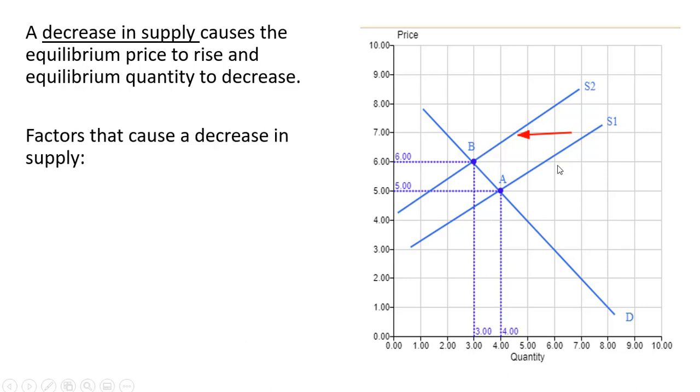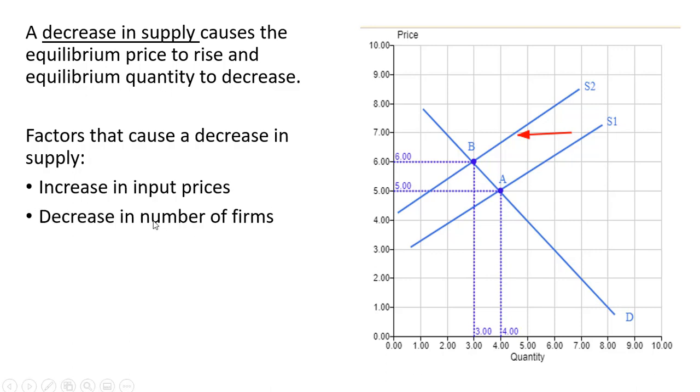Factors that could cause this supply curve shifting to the left include an increase in input prices, so it becomes more expensive to produce this item, a decrease in the number of firms, so some firms exit or leave the market, or an increase in expected future prices. Okay, that's it.